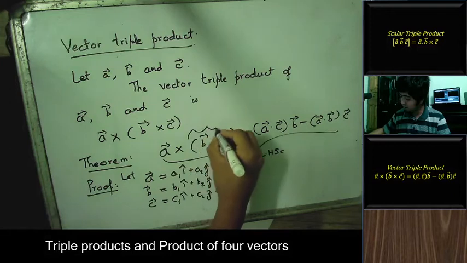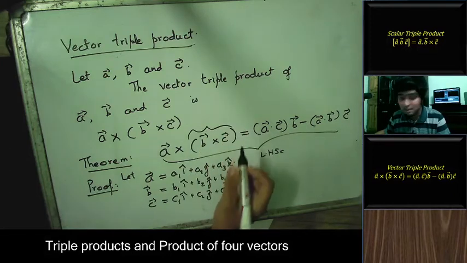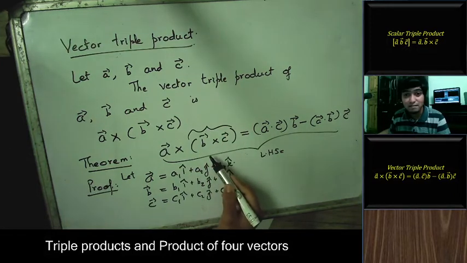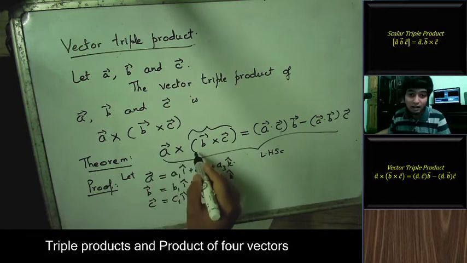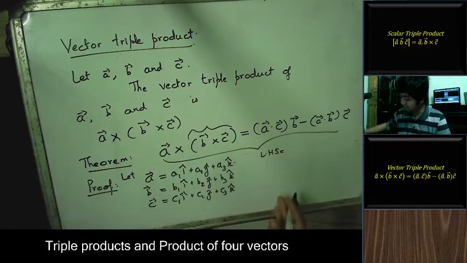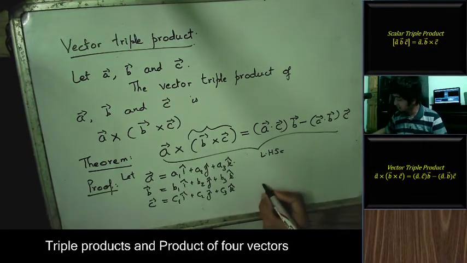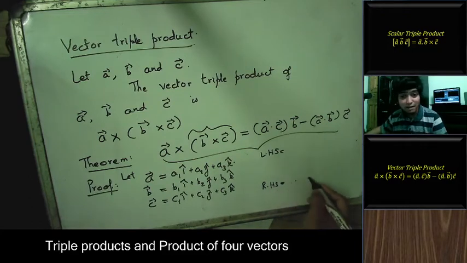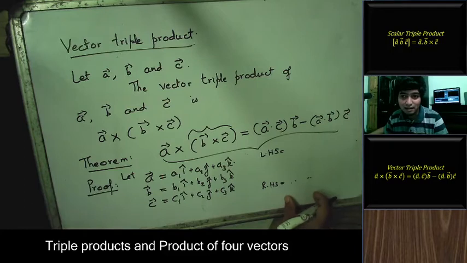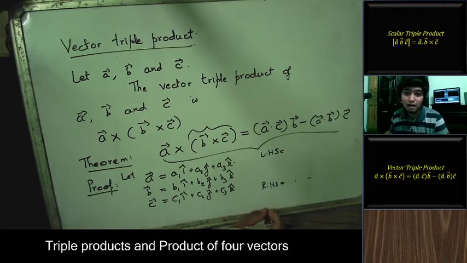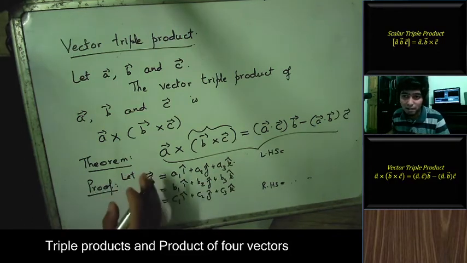To calculate the left hand side, you have to calculate B cross C first, and then take the cross product again with A. After finding out the left hand side, you can again find the right hand side. And then after finding the right hand side independently, you will see that both of them are equal. So I leave the proof to you. Make sure that you complete it.